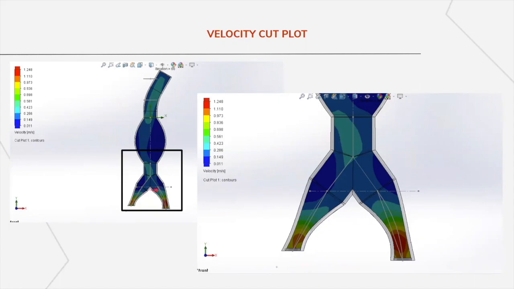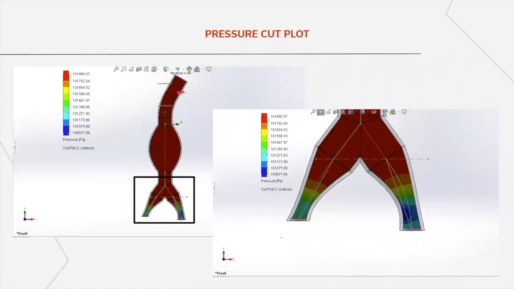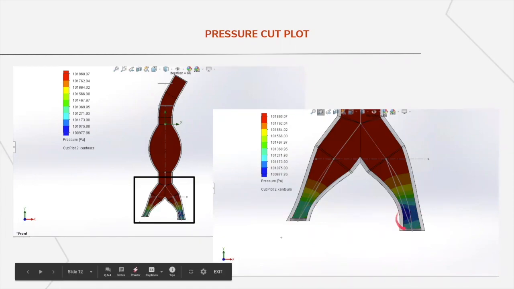Here in the pressure cut plot, we see that the pressure inside the aortic aneurysm and in the aorta is significantly higher than at the beginning of the iliac arteries. This is because of the reduced area and increased velocity.